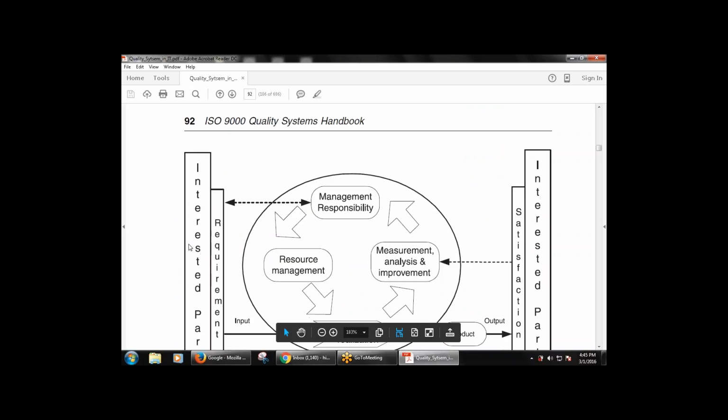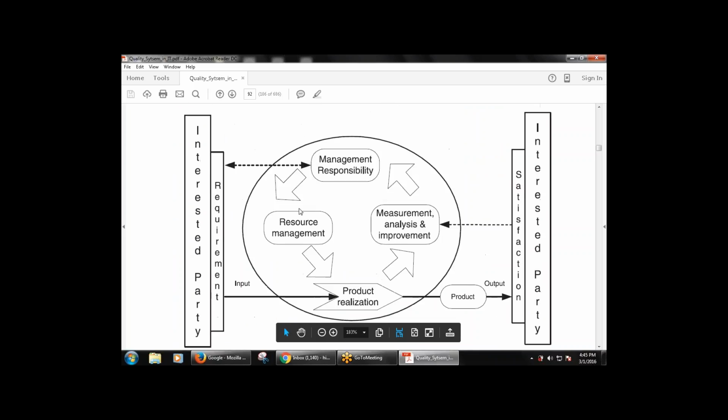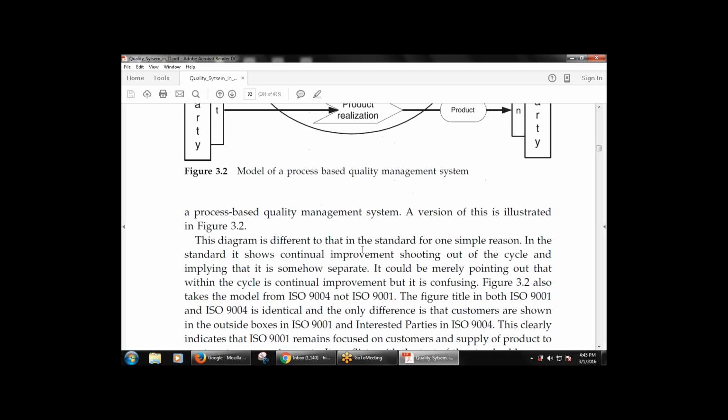So there is an interested party, and there is a requirement. There is management responsibility, measurement, analysis and improvement. There is resource management. There is a satisfaction that involves measurement, analysis and improvement, used for the management responsibility, which is used for the product output, services or product realization.